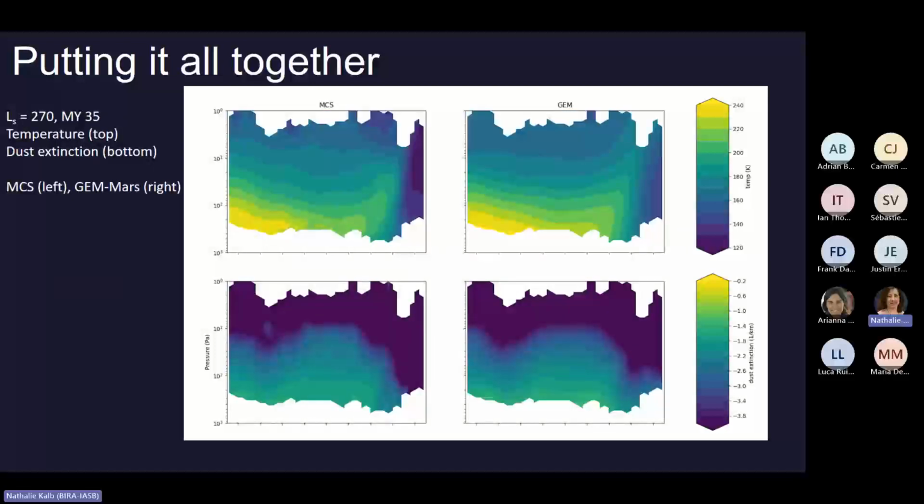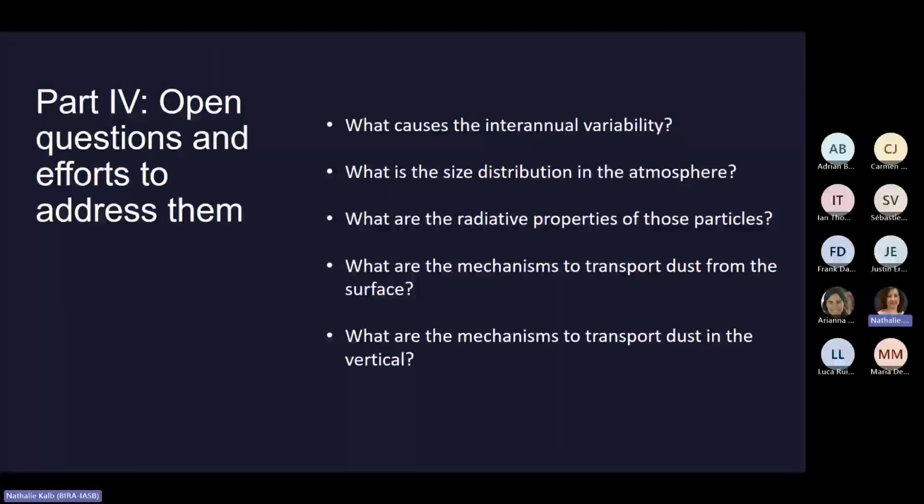And this is the southern summer. So you have hot temperatures here and a very cold pole, and we're not quite cold enough there. But not bad again. We get the general shape right. So that's when you put all those things together, and just to show you that the model works for the most part. Okay, now we come to the problems or the open questions.